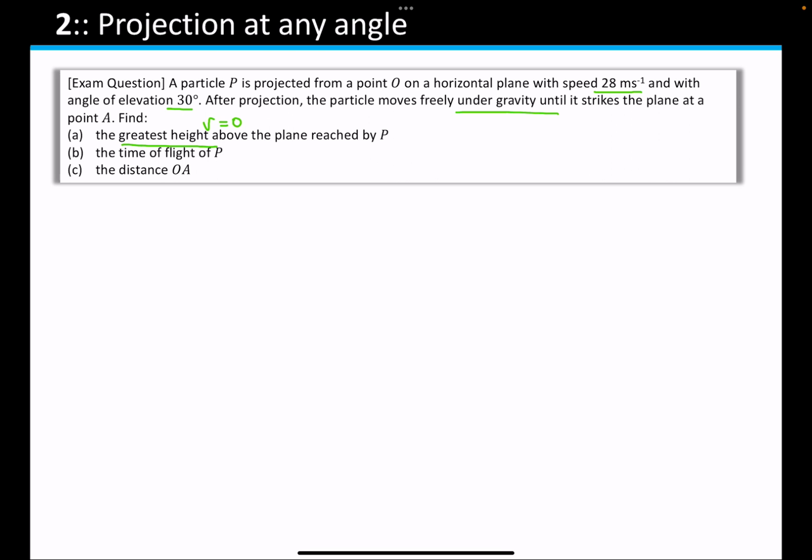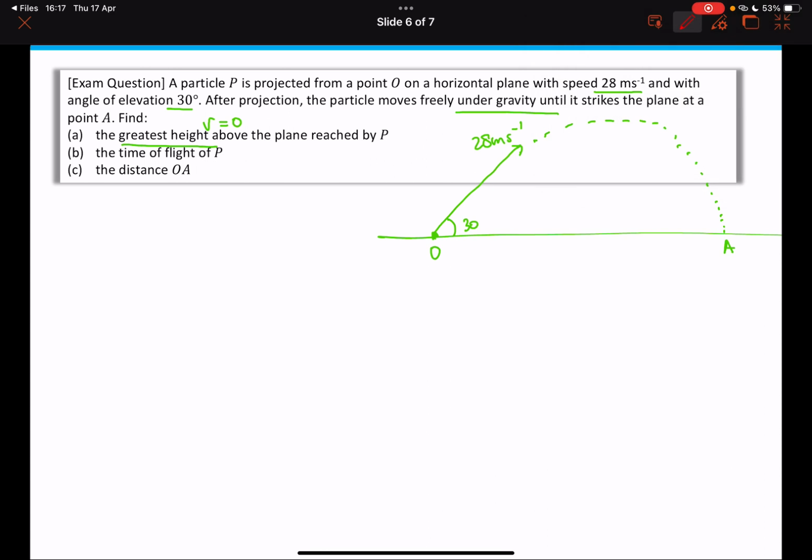In an exam, you might not get the question with a diagram, so it's important that we're able to do it. Someone is saying that he's throwing a particle P from point O, which is on the ground, at an angle of 30 degrees with a speed of 28 meters per second. And then this object travels, comes back down and hits the ground at the point A. So as I said, let's straight away calculate our values. Let's break this question down. We have our horizontal and vertical components, so let's try to find what those will be.